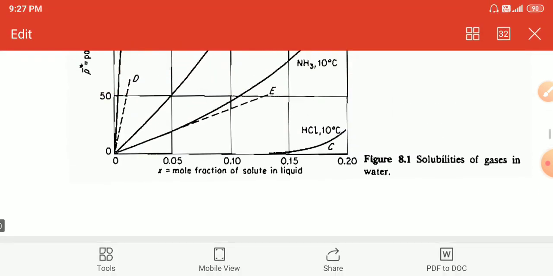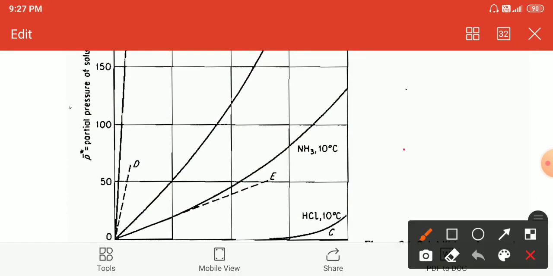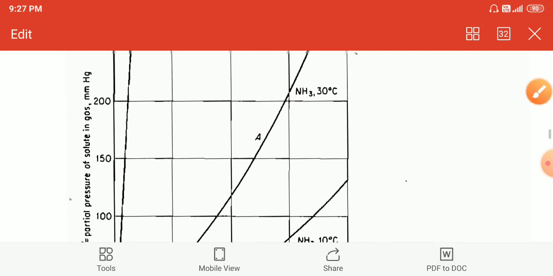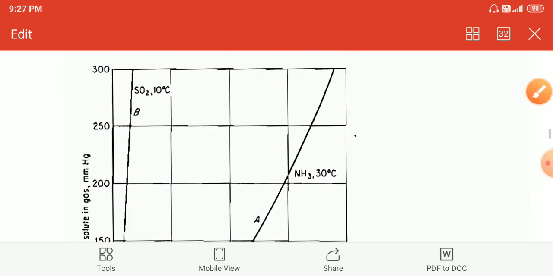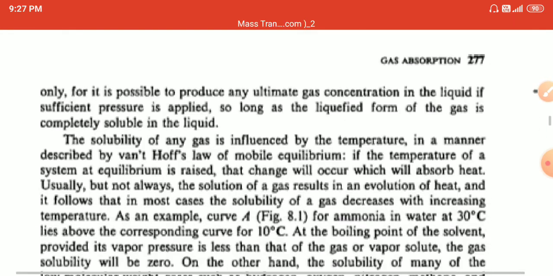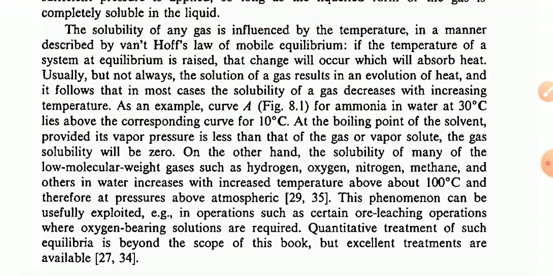This one goes under 10 degrees Celsius, ammonia is shown as B, and on this side is 30 degrees Celsius. For ammonia in water, the curve at 30 degrees Celsius lies above the corresponding curve at 10 degrees Celsius. At the boiling point of the solvent, provided its vapor pressure is less than that of the gas or vapor solute, the gas solubility will be 0.